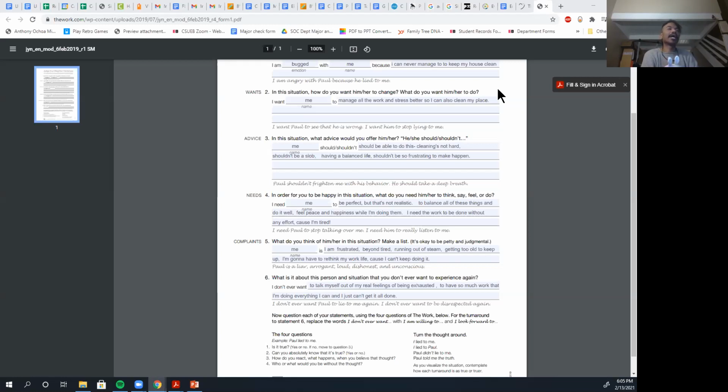Make it to the self. My thinking should be able to do this. Cleaning's not hard. My thinking shouldn't be a slob. Having a balanced me shouldn't be so frustrating to make happen. Any truth in any of that? I agree. The cleaning isn't that hard. It's hand, spray, dust rag, wipe. The thoughts around it aren't hard at all.